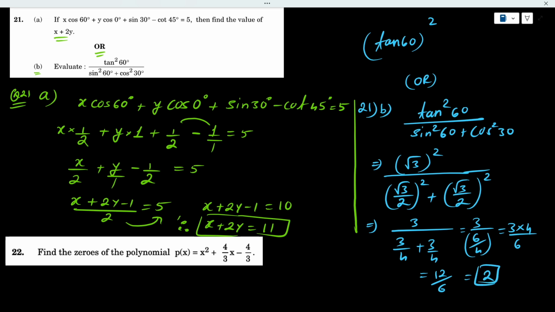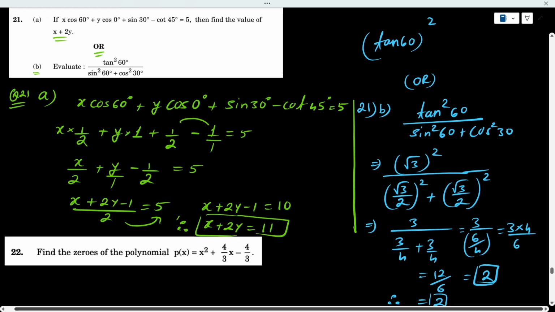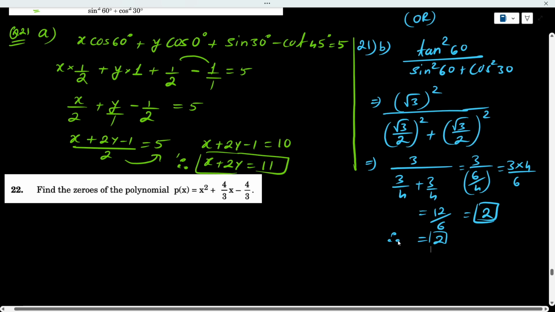So what is the final answer here? Therefore, the answer is whatever the value given, equals 2, right? So this is the final answer you need to mention. Any one bit you have to do. I have done both, so this is the way you are writing.